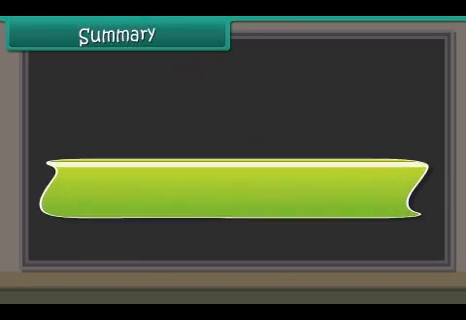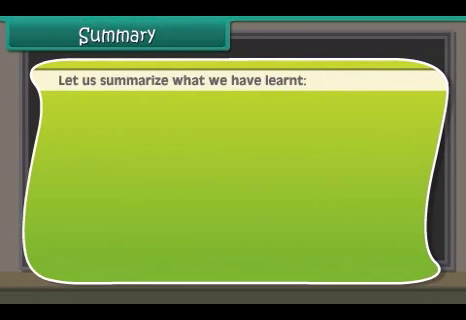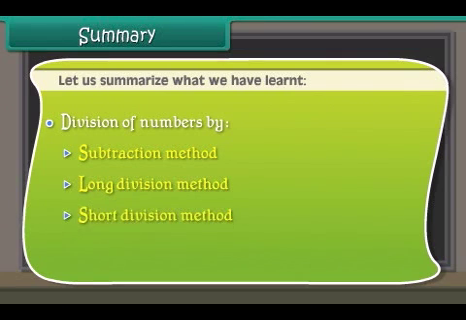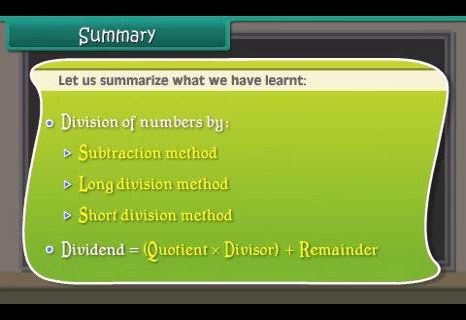Summary. Let us summarize what we have learned. Division of numbers by the subtraction method, long division method, and short division method. Dividend is equal to quotient times divisor plus remainder.